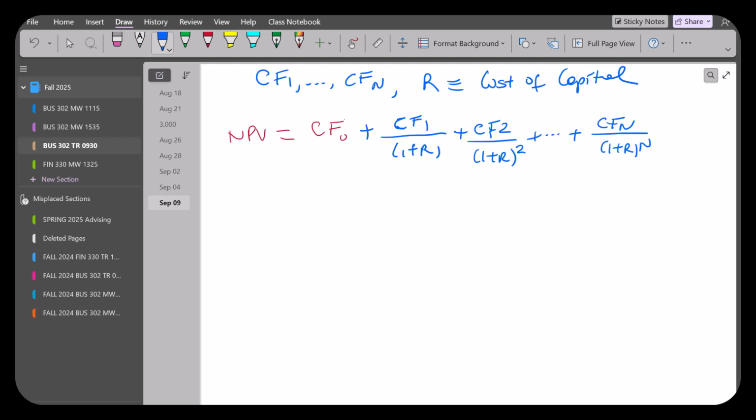I mean, you can think of these as present value of the first cash flow, present value of the second cash flow. Since these are all in present value terms, I can add them up.